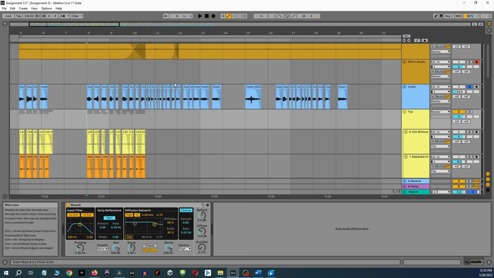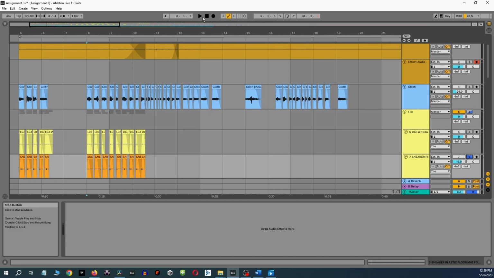Combine that with a couple of footstep sounds, one that has a bit of a moisture quality to it, and one that is drier and harder. See if you can recognize that sound or that group of sounds now.